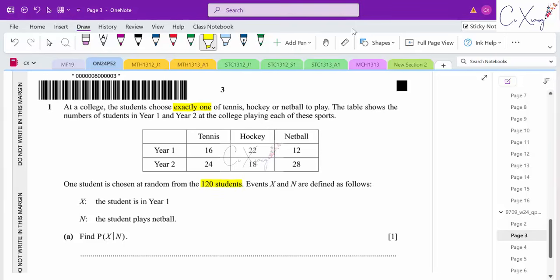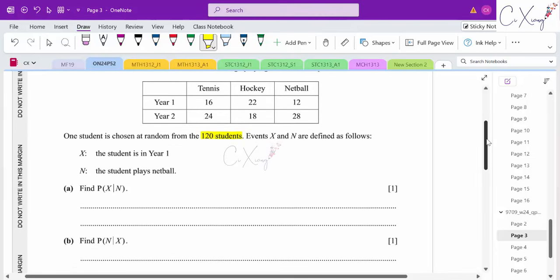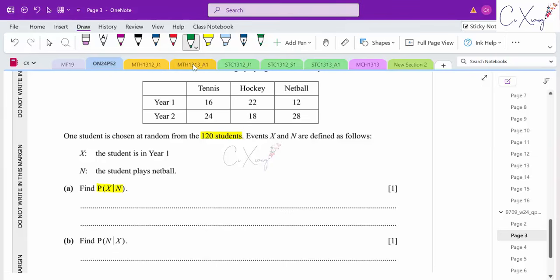Events X and N are defined as follows. So they give us a definition for X and also the event N. X means the student is in year 1, N means the student plays netball. Alright, so let's have a look at what they want us to find. Find the probability of X given that N happens. So this is a conditional probability.